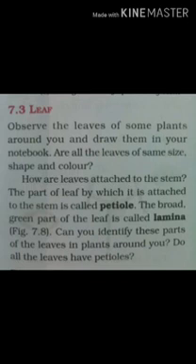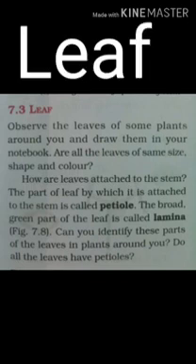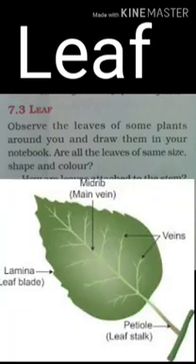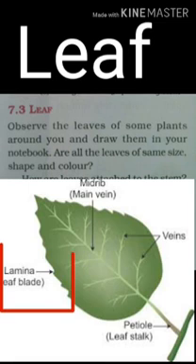Now let's learn about the second part of the plant, that is the leaf. Leaf is an important part of the plant. First let's see the different parts of a leaf. You can see here a leaf, and the leaf is attached to the stem, and that part from where it is attached to the stem is called the petiole. This flat green surface of the leaf is called the lamina.